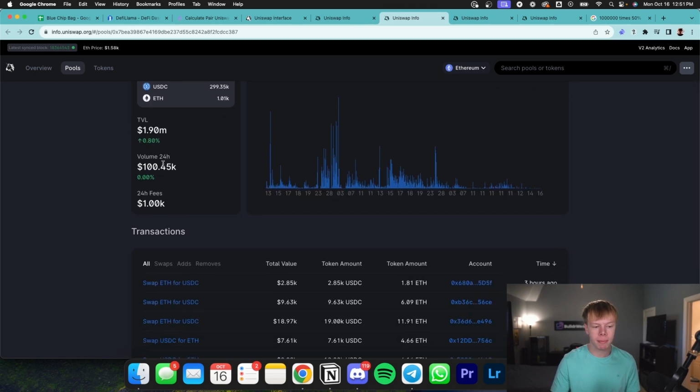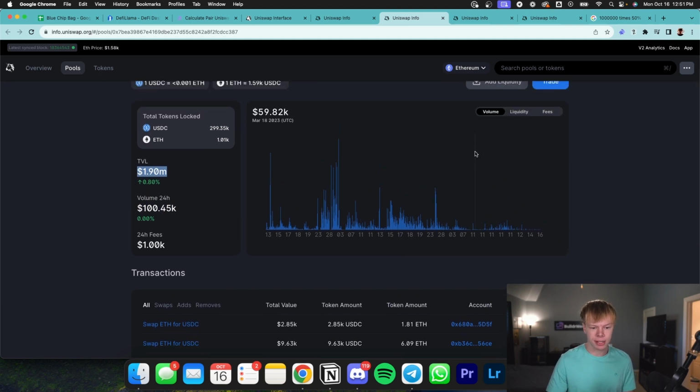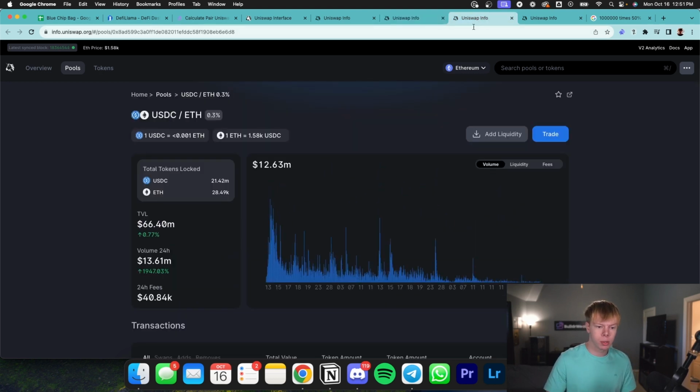As you can see, the volume in the past 24 hours is $100,000 with a TVL of $1.9 million. Additionally, if you look at this chart over here, it is not consistent whatsoever. Whereas if we go over to the 0.3% fee tier, you can see the volume in the past 24 hours is $13 million with a TVL of $66 million. Additionally, you can see a decline in volume, a huge, major decline.